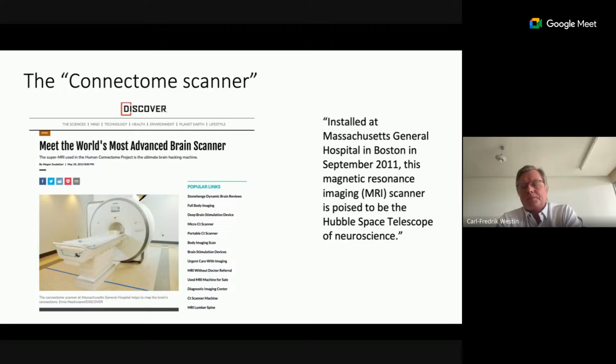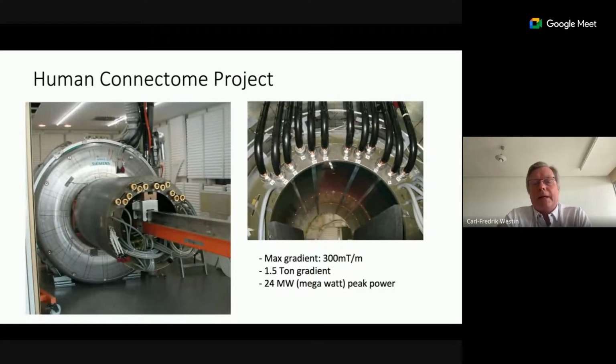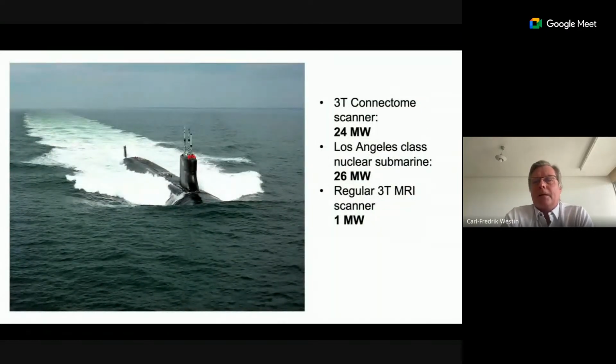You need a lot of advanced gradient coils and also a lot of power. This Connectom 1 scanner, as we call it now, had 24 megawatts of peak power, which is an amazing amount of power. A nuclear submarine has about the same peak power, and a normal MRI scanner has only 1 megawatt. So it's about 25 times bigger than a normal scanner. Even if you had those machines, connecting them to the outlet in a hospital would be complicated.